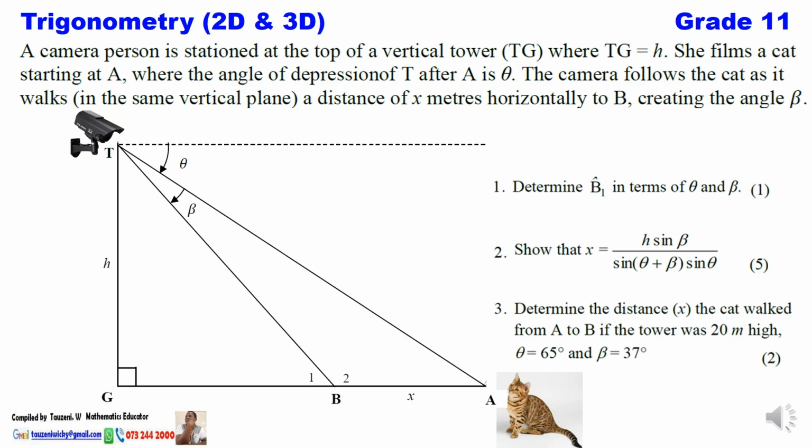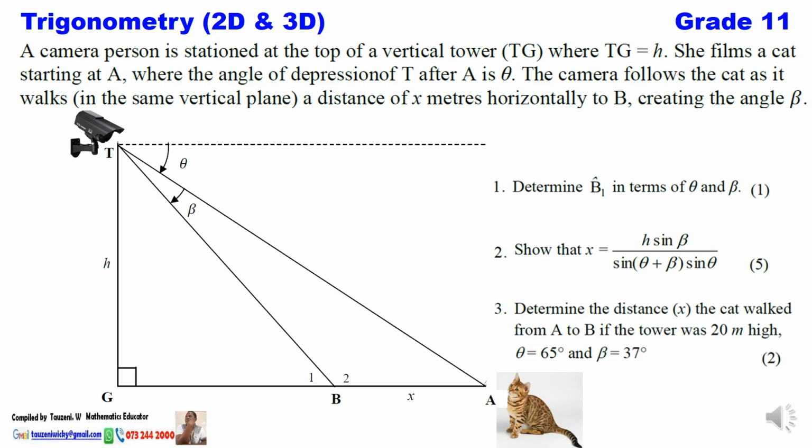A camera person is stationed at the top of a vertical tower TG, where TG is equal to H. She films a cat starting at point A. There is a cat at point A. I would call this cat Garfield. The cat is focused by the camera. Then the camera follows the cat as the cat walks towards B. So from point A to point B, the cat walked a distance of X meters.